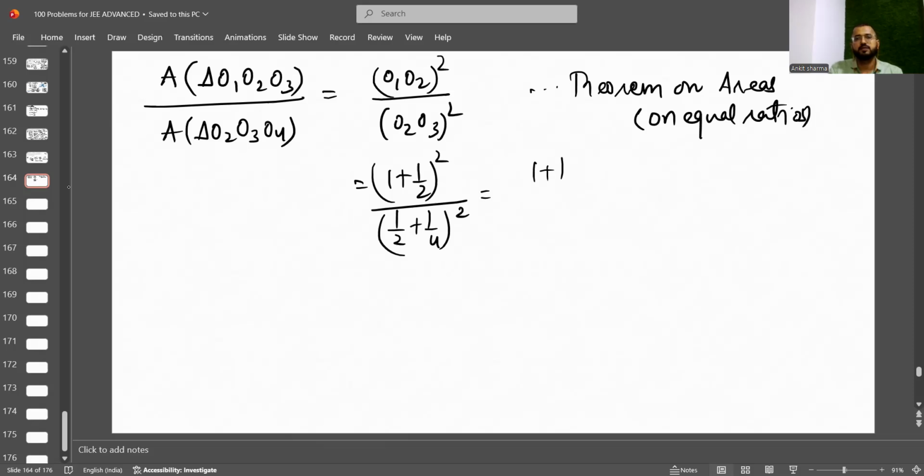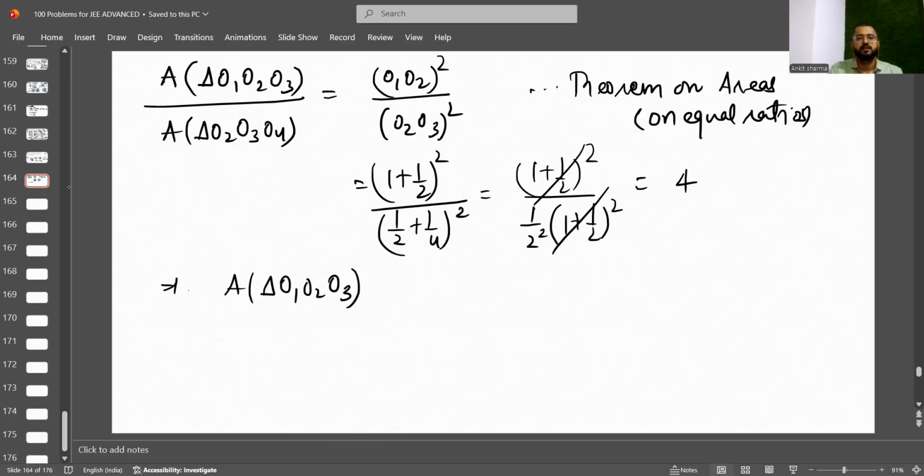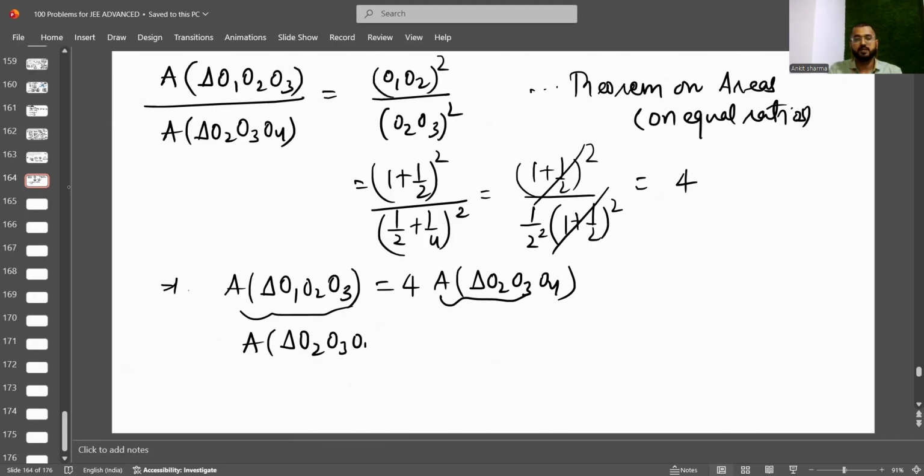So this could be written as (1 + 1/2)², and here I can take half common. So this will become (1 + 1/2) again, the whole square. So this 2 gets cancelled, and I get 4 here. So that means now I know that the area of triangle O1O2O3 is actually 4 times the area of triangle O2O3O4. So this is the bigger triangle, and this is the little one. If we want the relation for the little one, we transfer 4 to that side. So I get the area of triangle O2O3O4 is equal to 1/4 of the area of triangle O1O2O3.